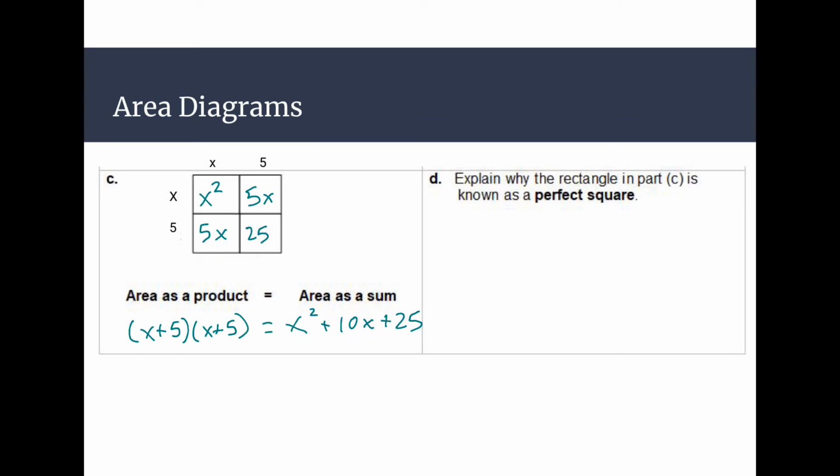And part D, explain why the rectangle in part C, which we just did, is known as a perfect square. If we look at this, since both of these things are the same, we could say that this is x plus 5 squared. Remember, we talked about that last unit, where if we see that, then we can break it down into x plus 5 times x plus 5. So that's why we call it a perfect square, x plus 5 squared.